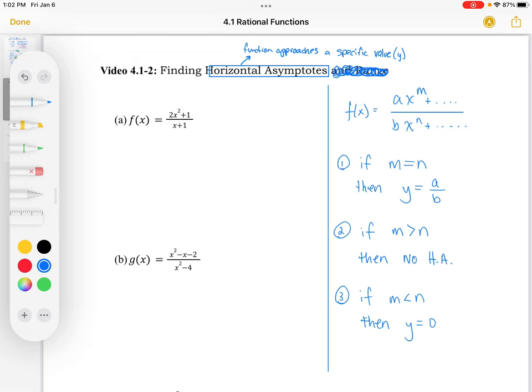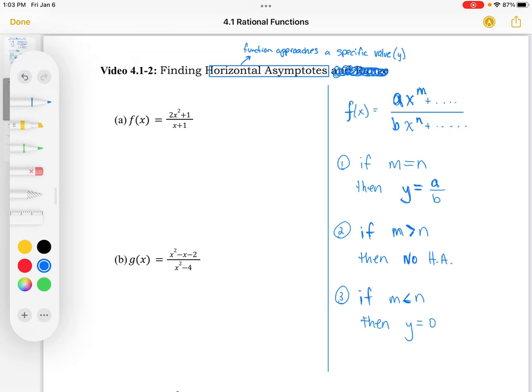So we have our rational function f of x, and we have a polynomial in the numerator and a polynomial in the denominator. Our highest degree in the numerator is a degree of m, and our highest degree in the denominator is a degree of n. So if m equals n, if the degrees are a tie, if they're both equal to each other, then we have a horizontal asymptote at the ratio of those coefficients a and b. If the degree of the numerator is greater than the denominator, then there is no horizontal asymptote. And if the degree of the denominator is greater than the numerator, greater than m, then we have a horizontal asymptote at 0.